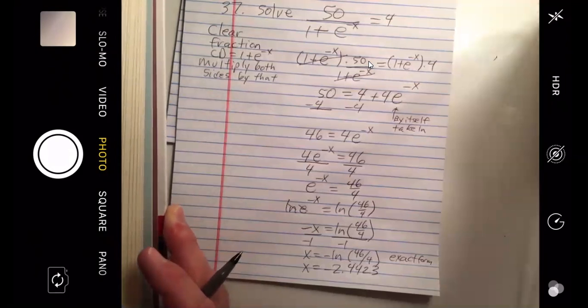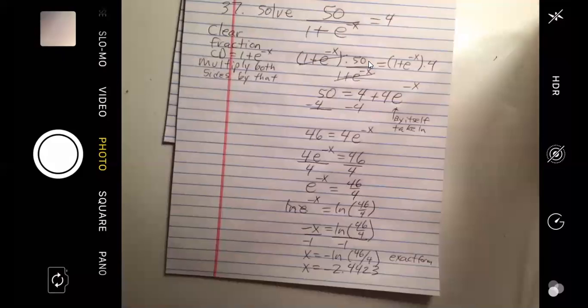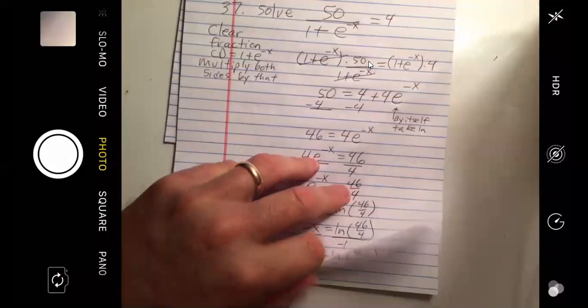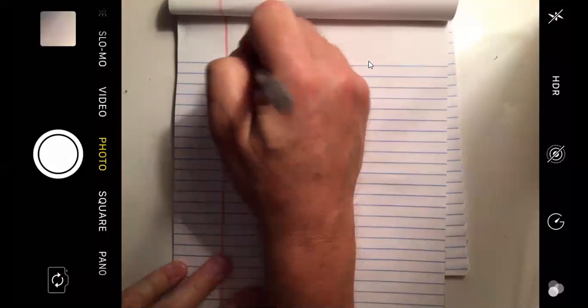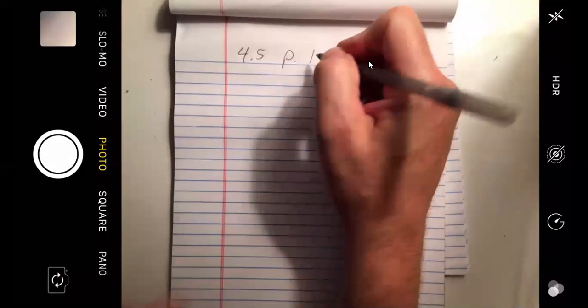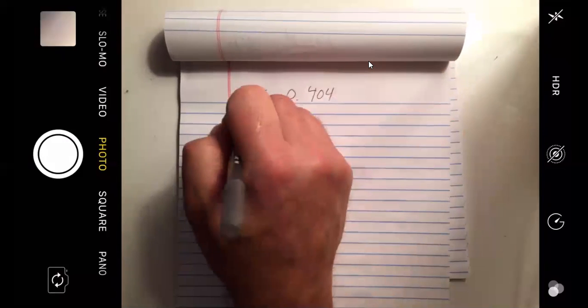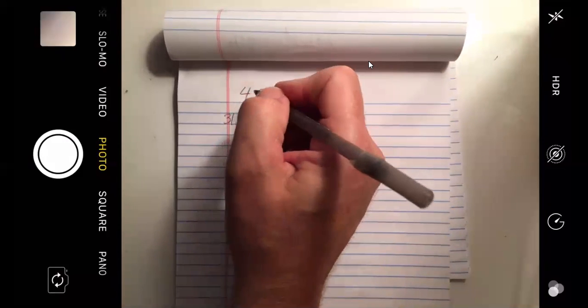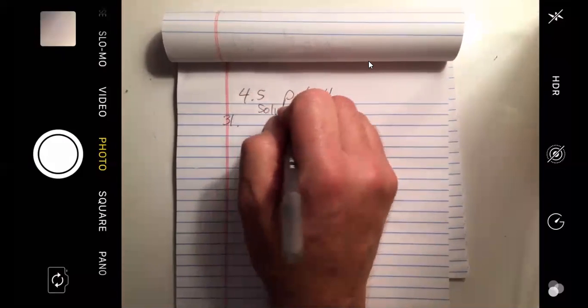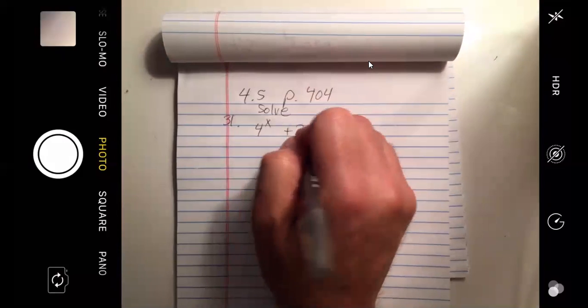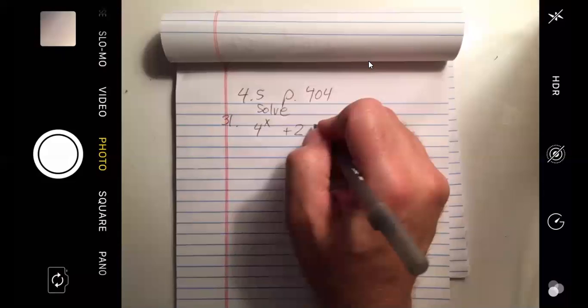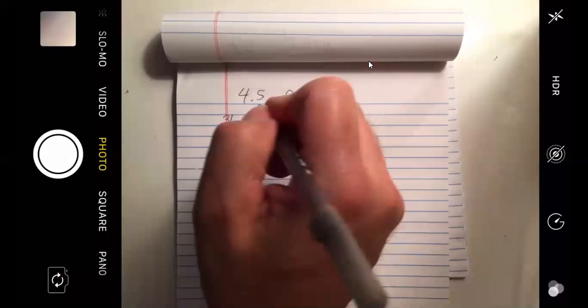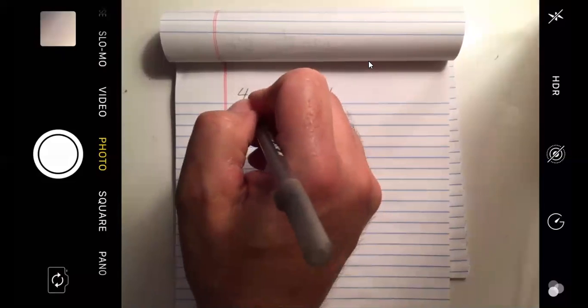Yeah, 31's got a trick in it. It's got two different bases. Page 404, number 31. Solve 4 to the x, add 2, 1 plus 2x, and it comes up 50.